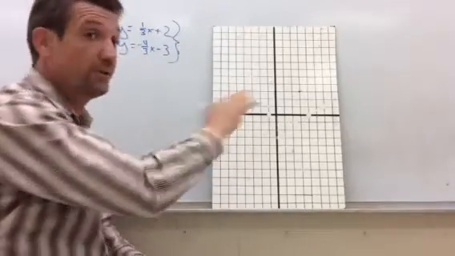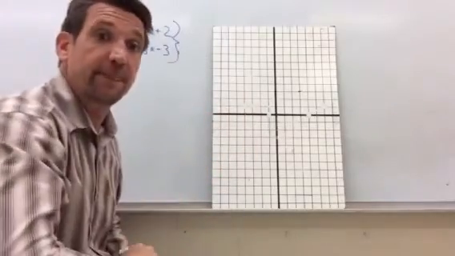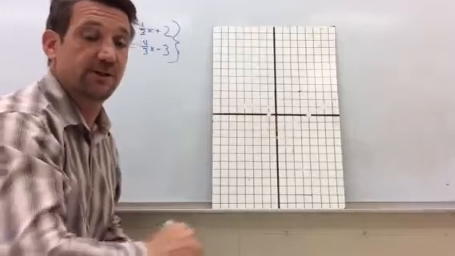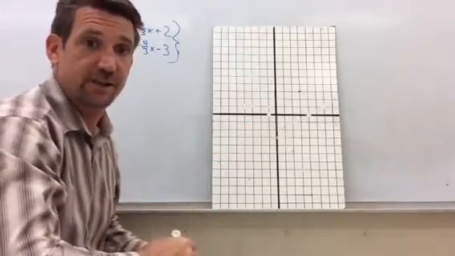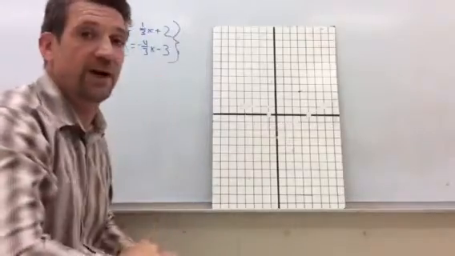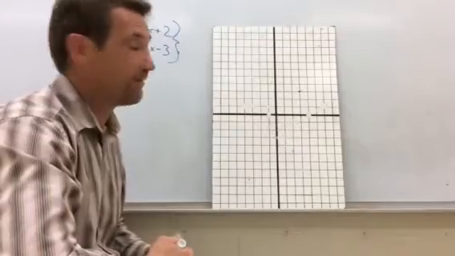Or we could end up with two of the same line, in which case you're going to have one line on top of the other. Any point on the line would be a solution, so there's an infinite number of solutions, or infinitely many solutions. So let's see what happens when we graph these two equations. Notice they're both in slope-intercept form, so it'll make for a very easy graph for us.